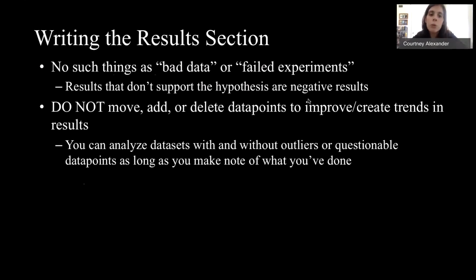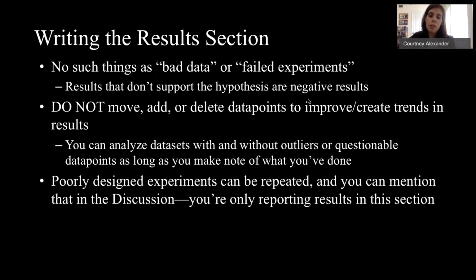And you don't want to move, add, or delete data points to improve or create trends in your results. The data is the data. If it is approaching significance but not significant, just say that. And if there are actual outliers, and there are statistical tests that you can do to show that something is an outlier, you can remove it, but you don't remove something just because it doesn't support your hypothesis. And if you do remove a data point because it is statistically an outlier, you have to explain why you did what you did.